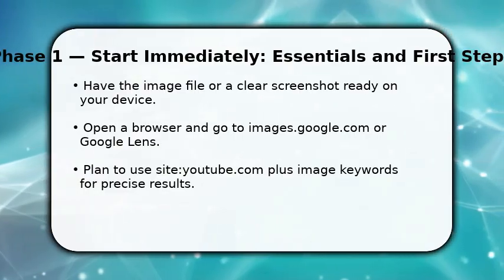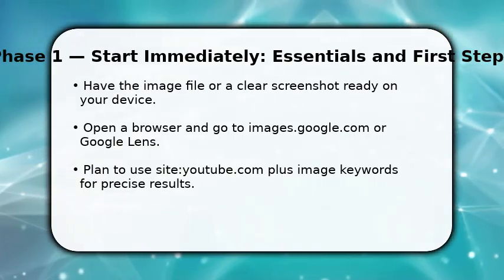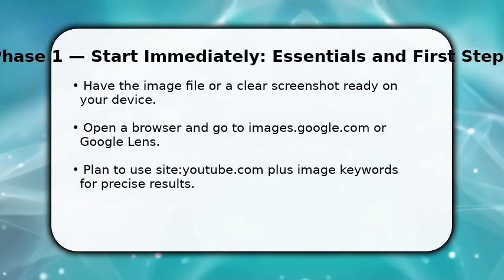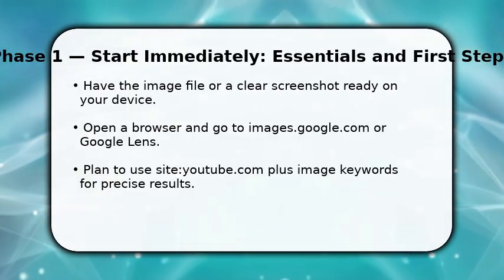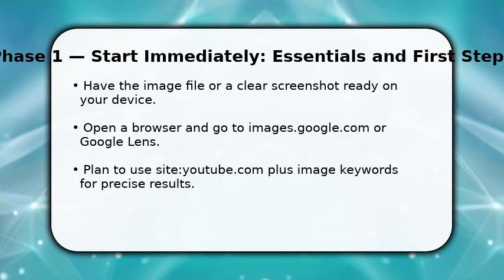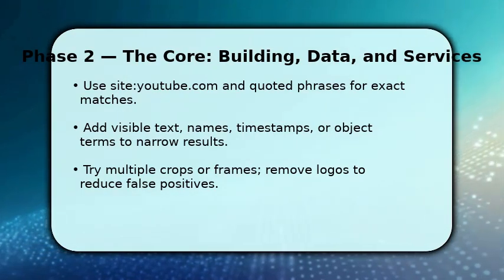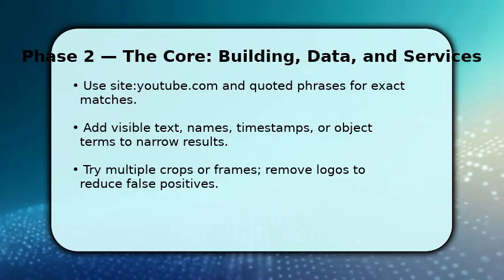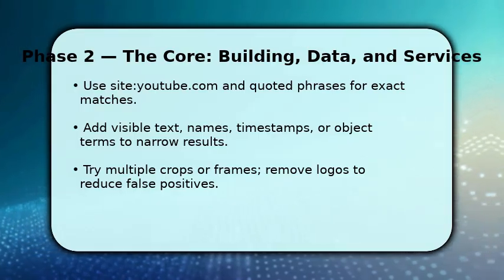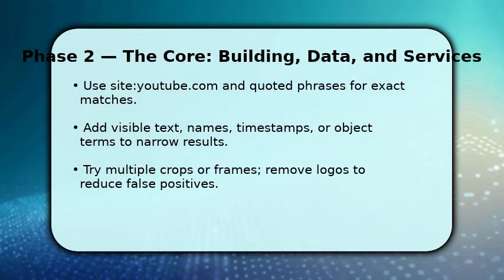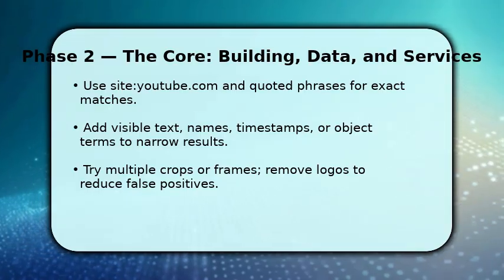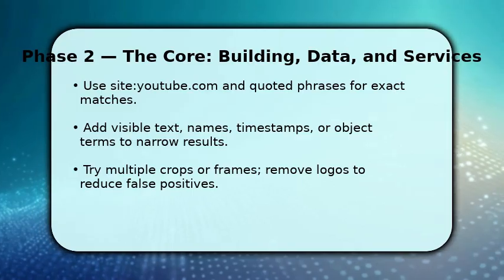Make sure to keep the image handy for iterative tries, because the first search often needs refinement to find exact matches. Now you refine the search so results become useful. Paste site:youtube.com and include quoted text from the image like event name or a visible sign. Quotes force exact matches. Add other descriptors, location, person name, or object to filter.